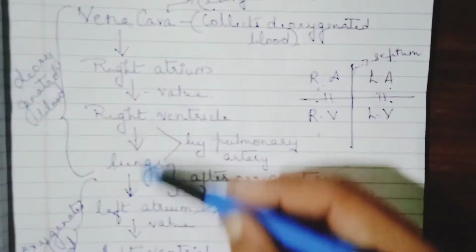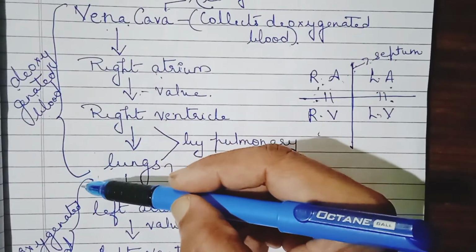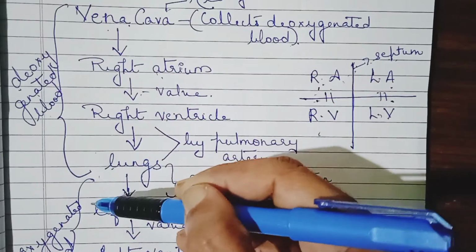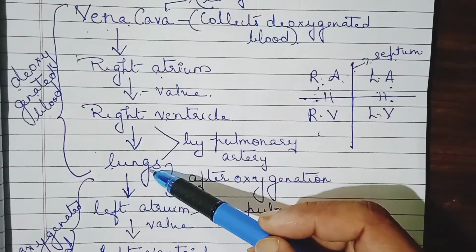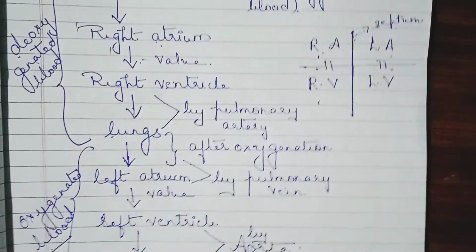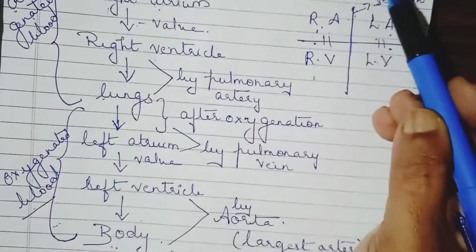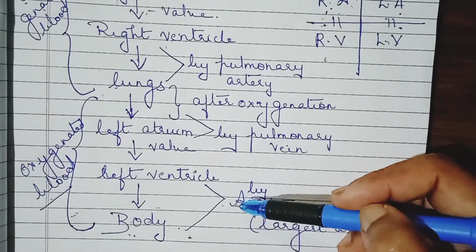Since there is a flow of blood twice, one is to oxygenate the blood, and then you have the blood coming back after oxygenation. So it is actually 2 cycles. First the blood goes to the lungs, and again from the lungs it comes back. So it is 2 cycles. That is why it is known as double circulation.